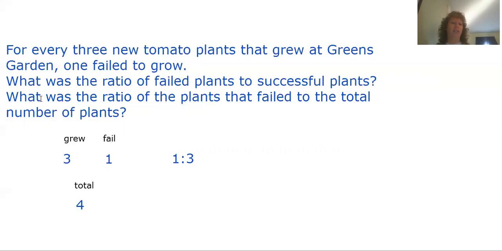Now the next question says, what was the ratio of plants that failed to the total number of plants? So if I had 3 that grew and 1 that failed, I would have a total of 4. So the plants that failed, 1, to the total, 4, 1 to 4 would be the ratio.